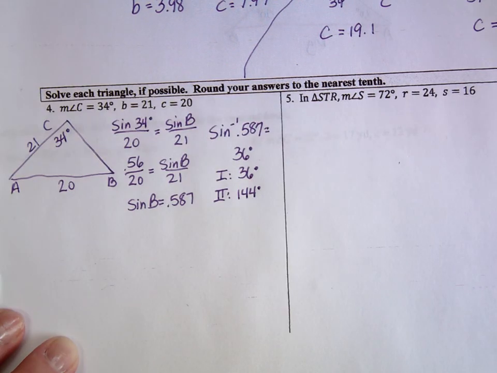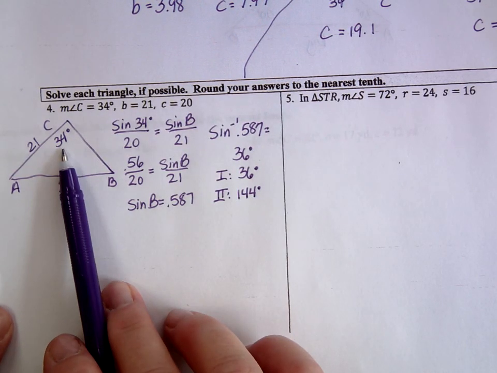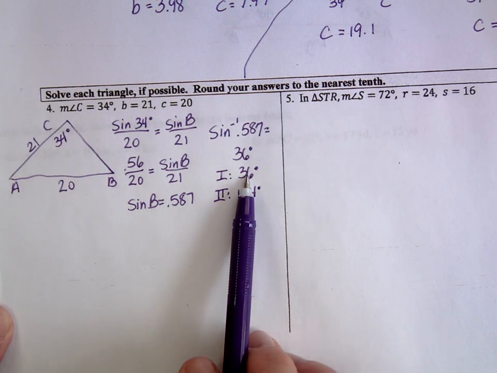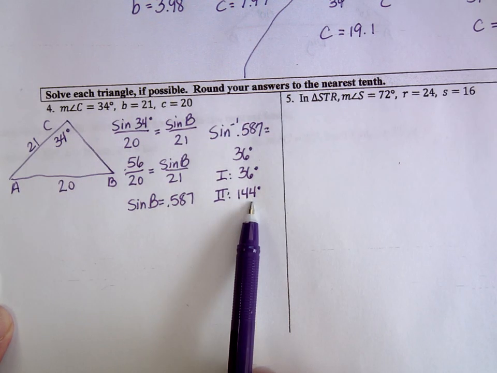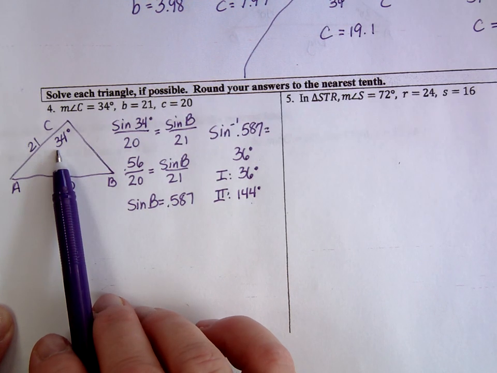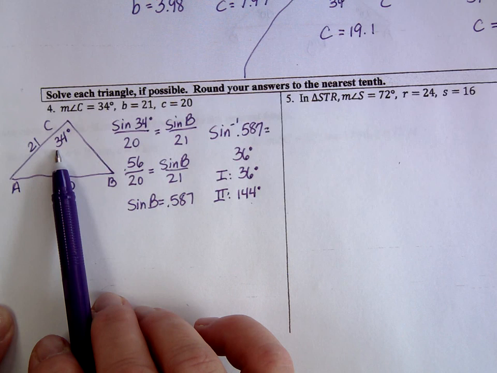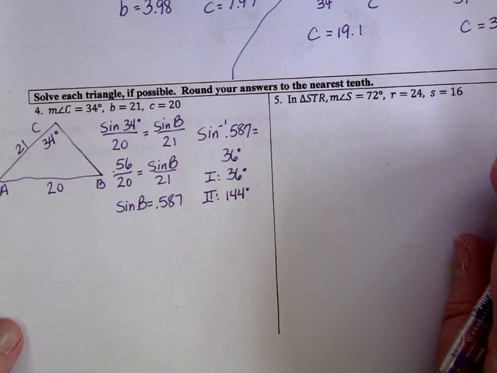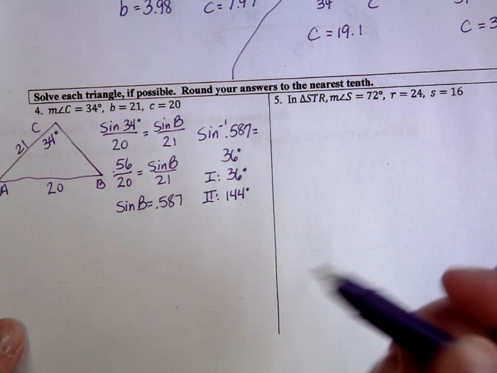Is there still room for a third angle? 34 plus 36, well that's 70. Sure, there's room for a third angle. 144 plus 34 is 178. Believe it or not, it leaves 2 degrees for that last angle, so you have 2 cases again. This is a case 1, case 2 deal. All right, case 1.